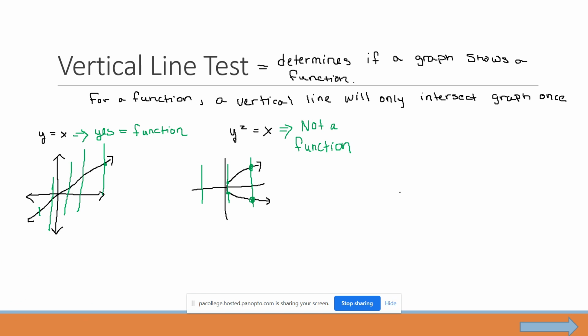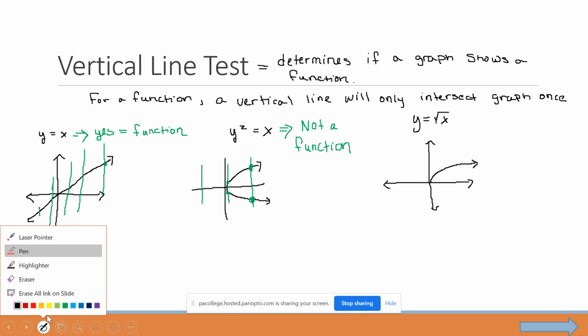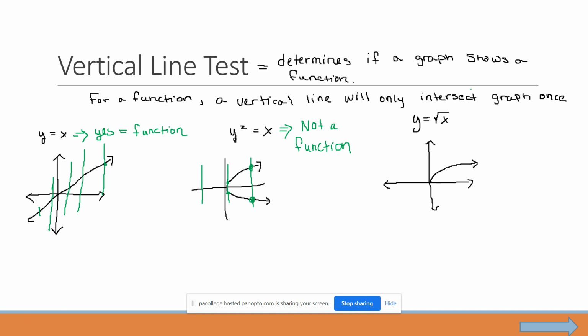All right, so if we had a graph, and it was this. What do you think? Do you think that is the graph of a function or not? Well, the equation would be y equals the square root of x. I don't know if that helps you or not. I'm hoping that you decided that it was indeed a function. So this one is a function.